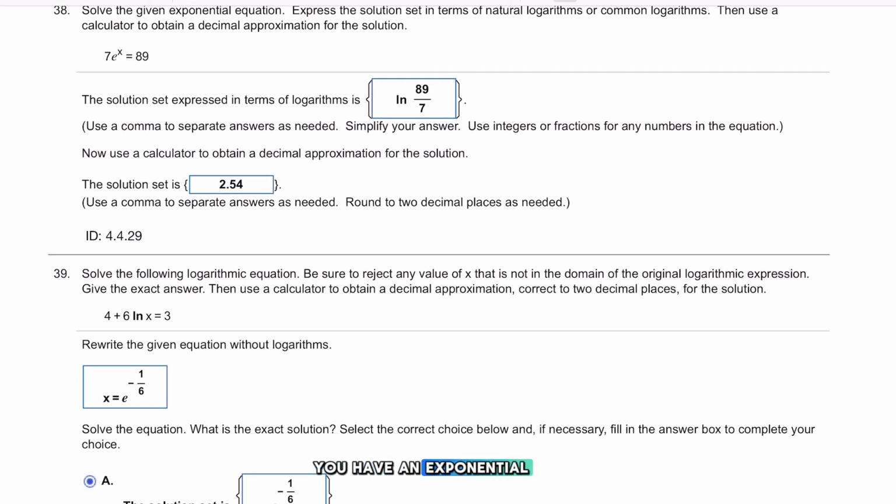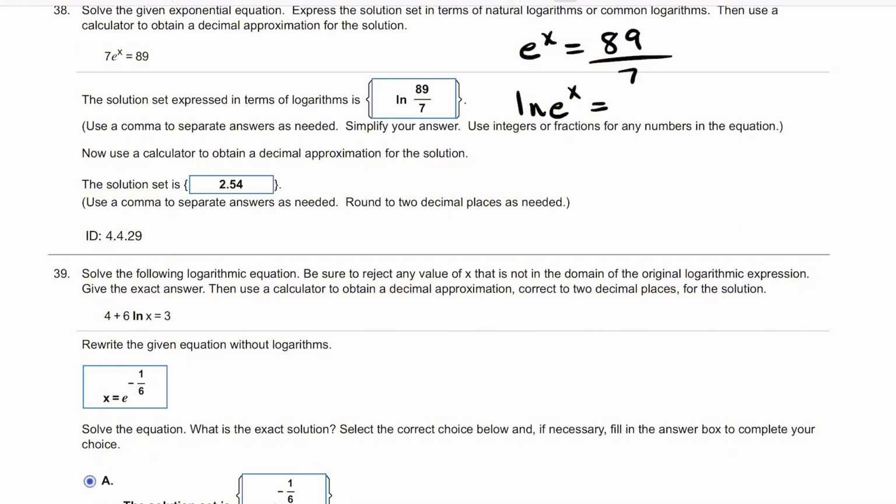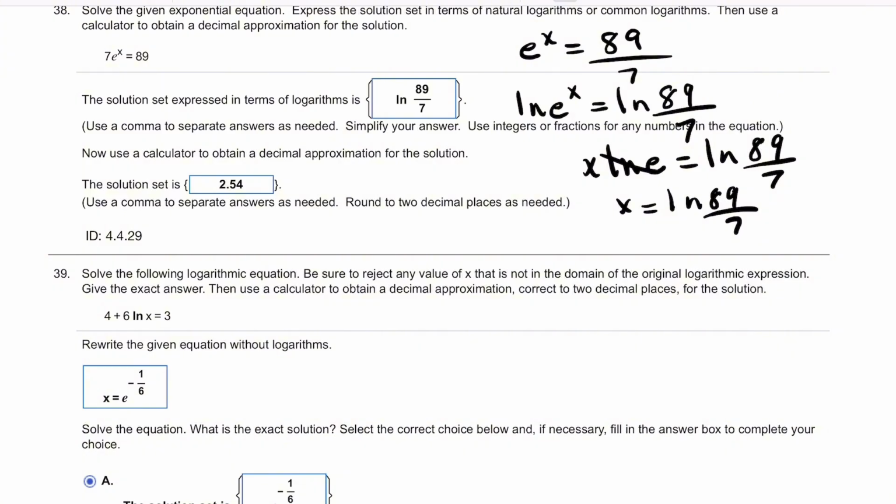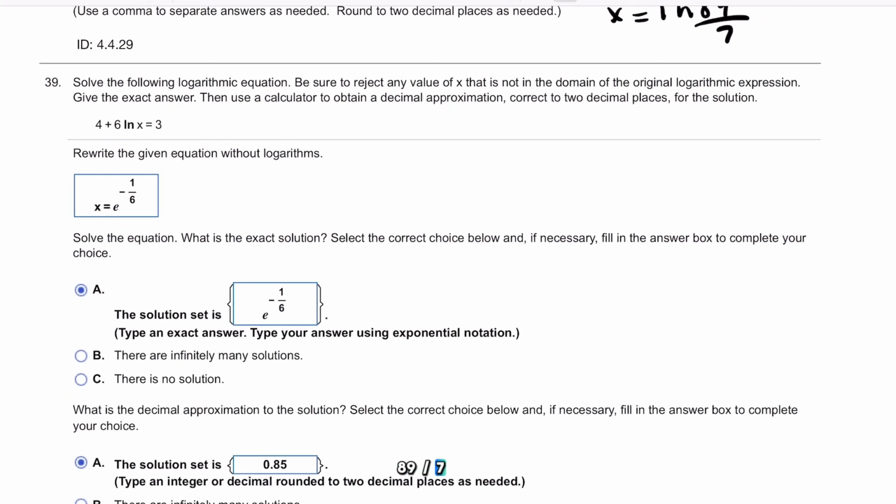And then in 38, you have an exponential equation. So the first thing that you do is you're going to divide both sides by 7. And then you're going to take the ln of both sides. And then the ln of e, of course, will disappear. So you cross it out and you get your result. And then you just put all of that in the calculator. So the ln of 89 divided by 7.